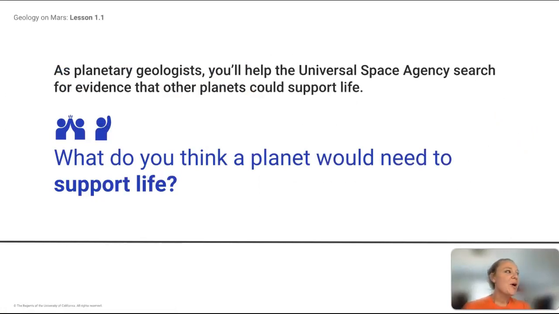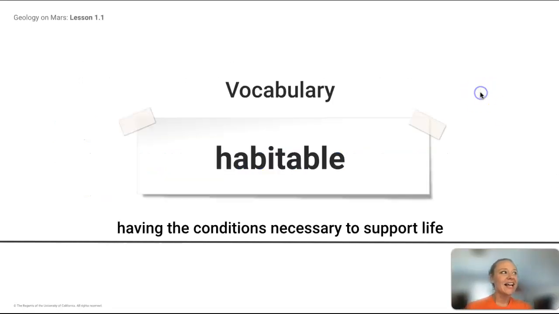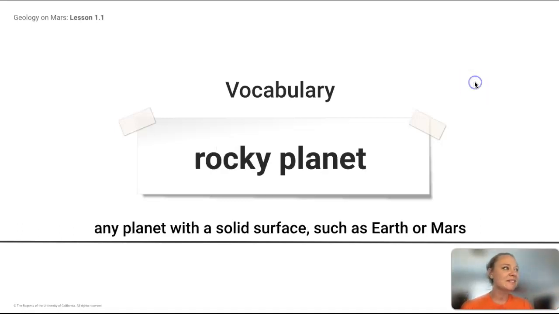So think for a moment, what do you think a planet would need in order to support life? So when we're talking about supporting life, we're talking about having the conditions necessary to support life, and we're going to use the word habitable to have this conversation. So at this time, think for a second about habitable, having the conditions necessary to support life. Maybe say habitable out loud. It's a tricky word, habitable, and you will be using this quite a bit throughout this school year.